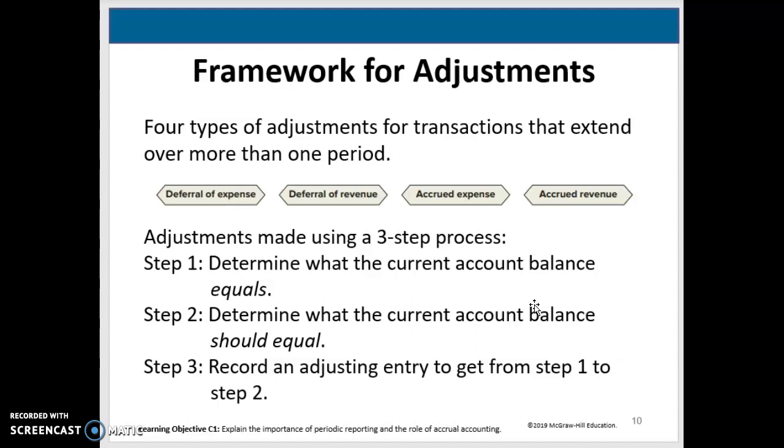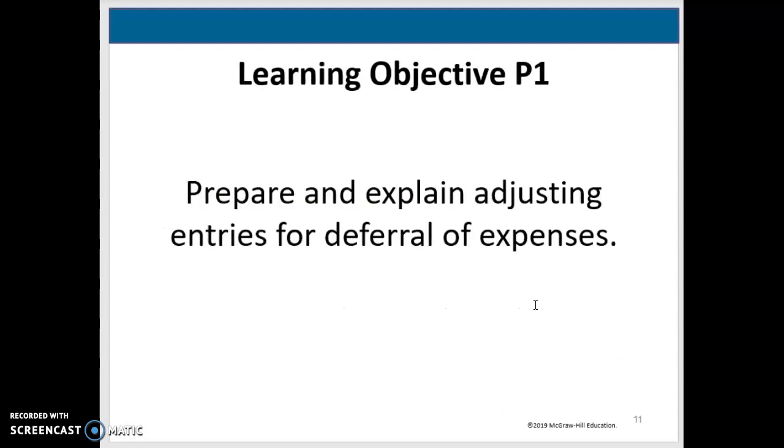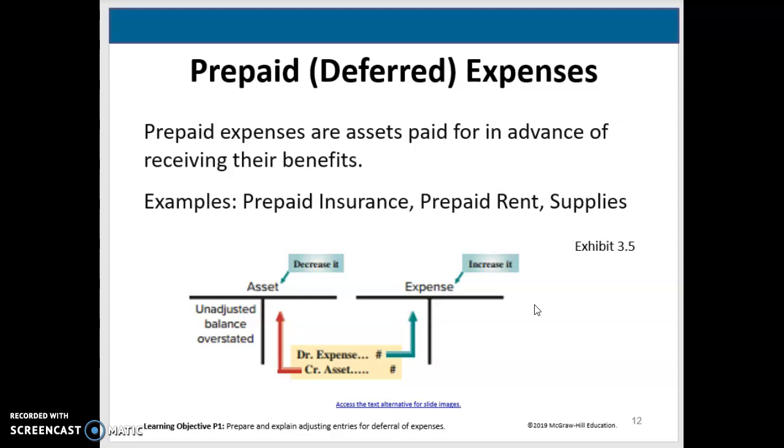All right, so let's get into the first type of adjusting entries. These are called deferred expenses or prepaid expenses. They are assets that we paid for in advance of receiving their benefits. When they're used, they become expenses. We talked about this a little bit. You can see here the examples they give us: prepaid insurance, prepaid rent, and we also see supplies. Before, we have just been buying supplies and putting them in a closet to use at some point in the future. When we've used them, at the end of the period we're going to do this adjustment.